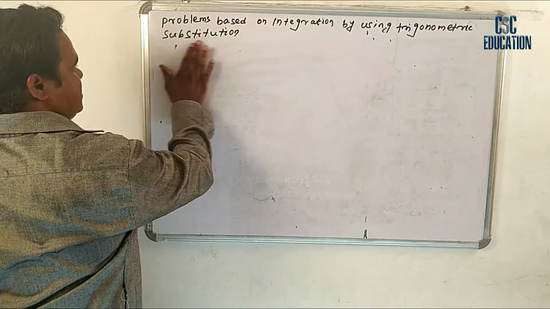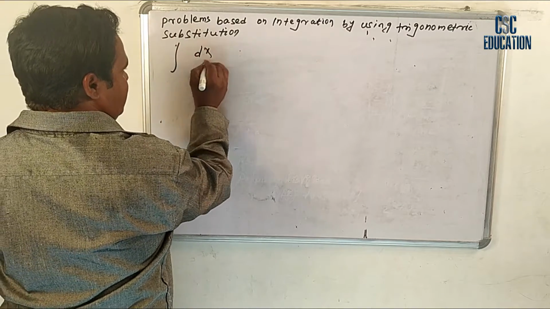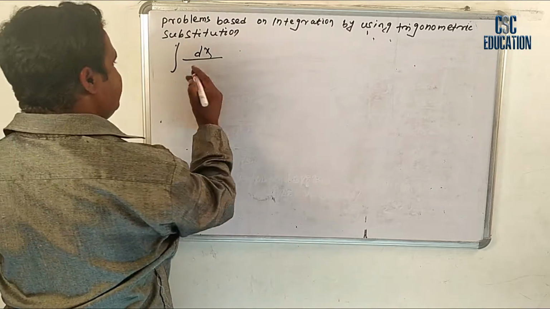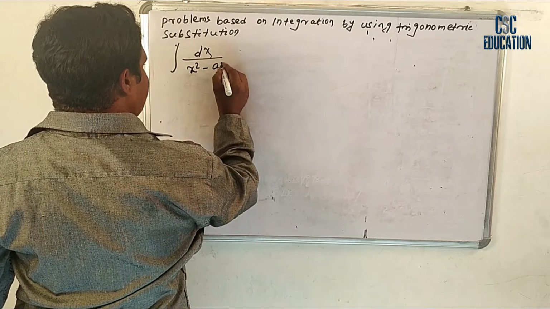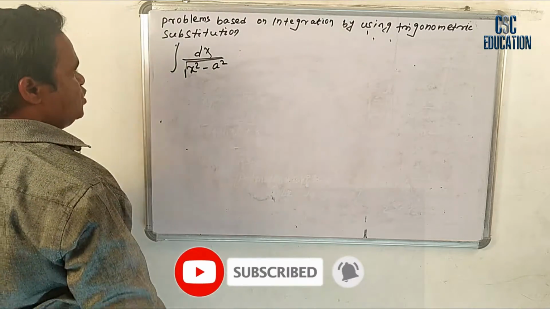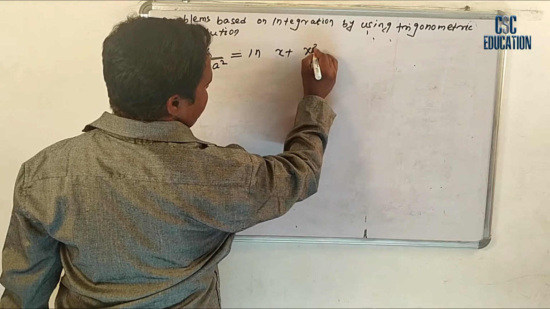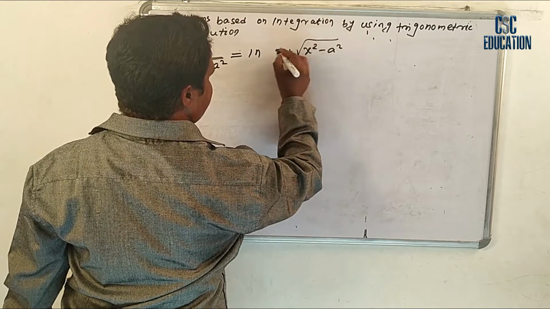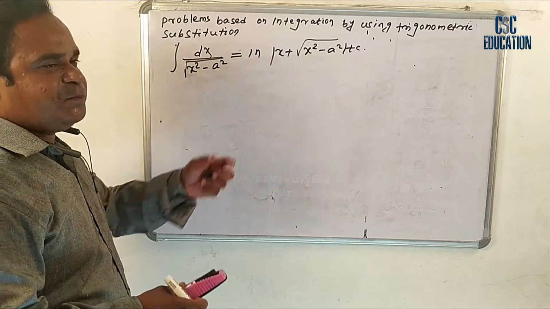Now I will discuss another formula: the integral of dx divided by the square root of x² minus a² is ln of x plus the square root of x² minus a², plus c. I will discuss a related problem.